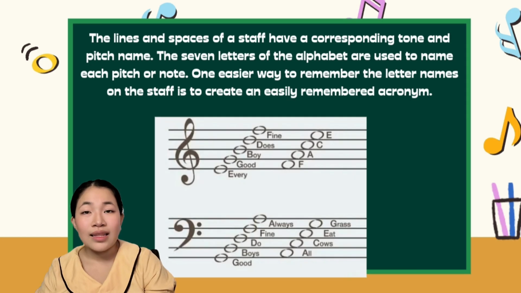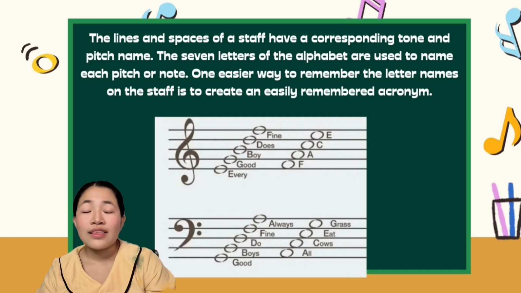The first line is E, every. Second line is G, good. The third line is B, boy. Fourth line is D, does. And the fifth line is F, fine. So every good boy does fine.